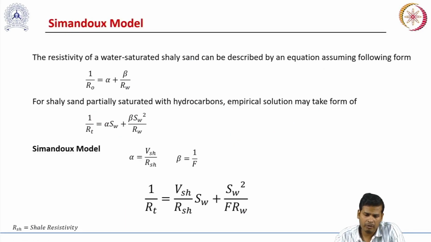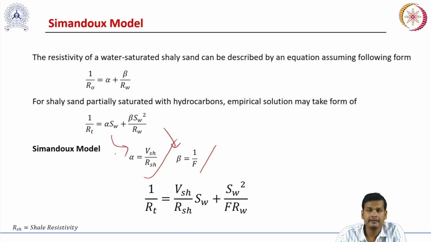So the first model, the Simandoux model, models the resistivity of a water saturated shaly sand reservoir in this way. For example, in case of a water bearing rock, the general response can be written in the form of 1 by Ro equal to alpha plus beta by Rw, and if we have a hydrocarbon reservoir, then 1 by Rt can be written as alpha Sw plus beta Sw square divided by Rw. According to this model, the value of alpha is close to Vsh divided by Rsh and beta is 1 by F. So this models the clay behavior by calculating the parameters alpha and beta this way.